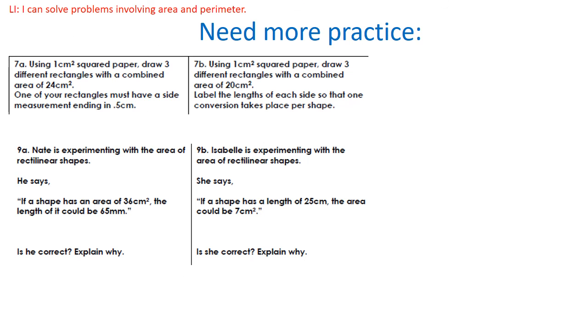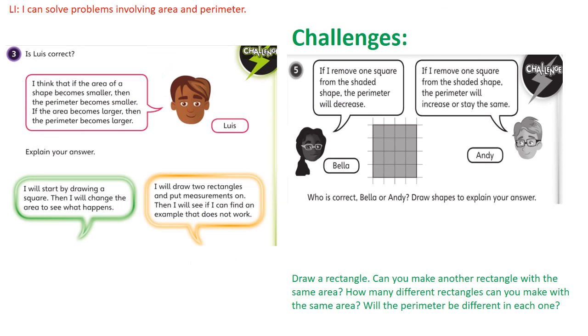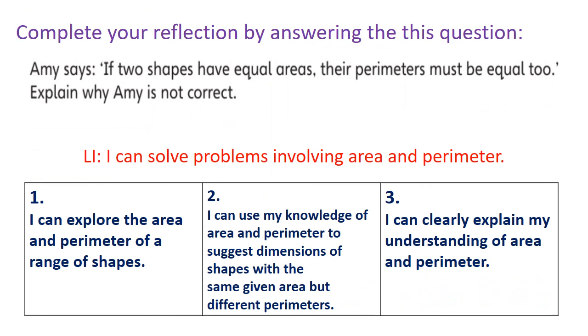If you feel you need more practice, there are a couple of extra questions there. If you fancy a challenge, you've got 3 different activities there as well. And then you can do your reflection at the end and answer this question. Amy says, if 2 shapes have equal areas, their perimeters must be equal too. Explain why Amy is not correct. You might want to draw some pictures to help you explain that.